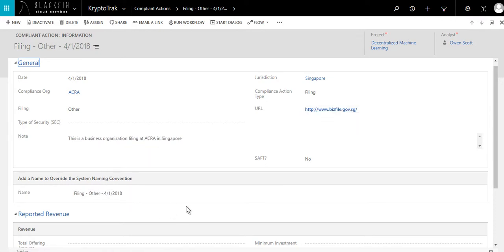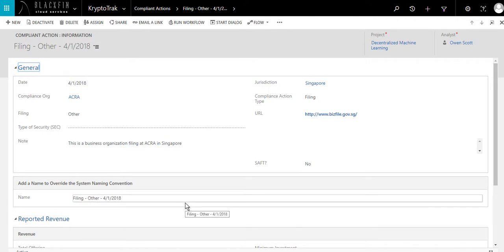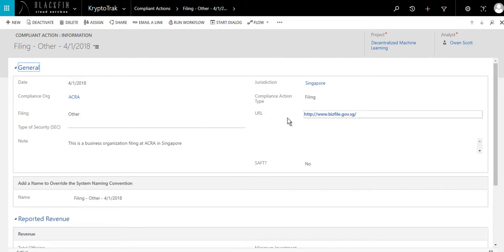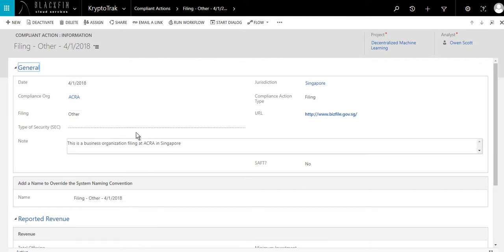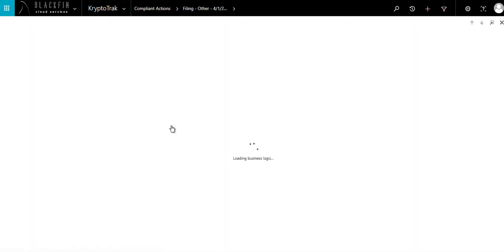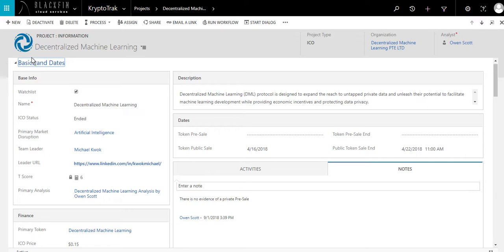The reason for tracking compliant actions is that you want to know who you're working with. If you're going to join this project one way or another, whether you're going to buy some of their tokens or work for them, it's just nice to know that they've filed. They're a legitimate company. This goes toward that transparency. That's what these compliant actions are. They're good to see and good to have around.